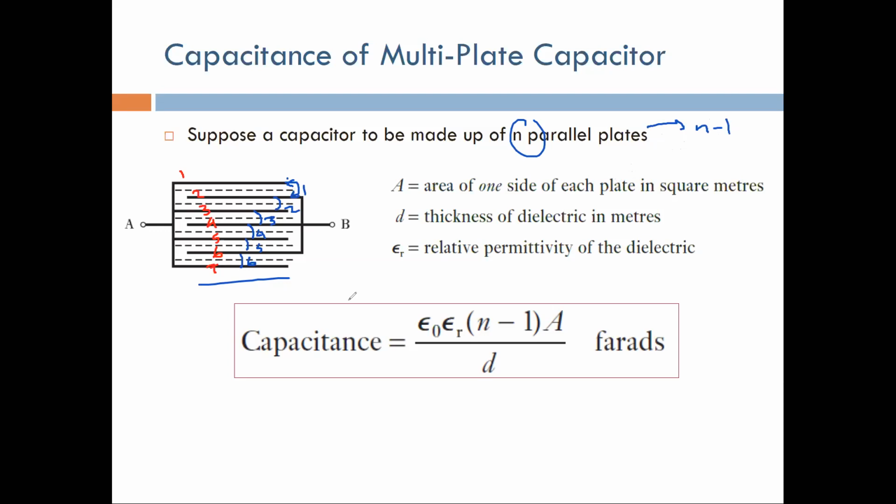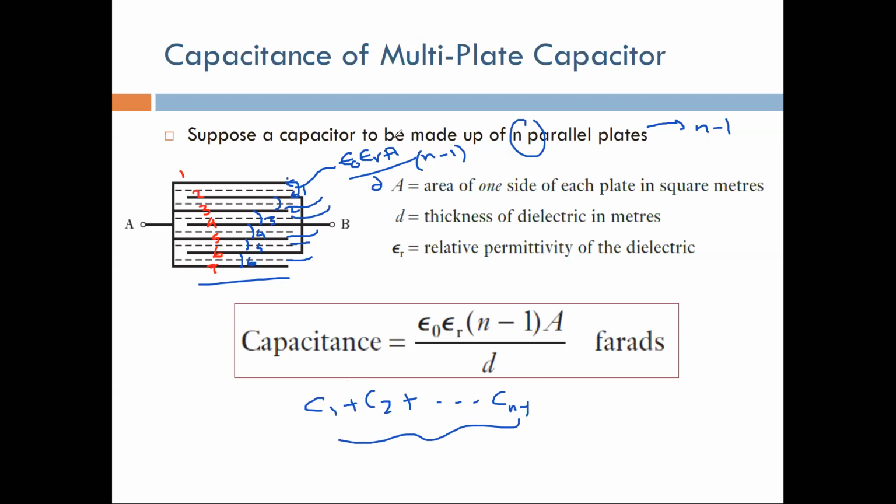So the capacitance of each one of these, for example this one, is equal to epsilon naught, epsilon r, A over D, the same equation that we saw before. This is also the same, this is also the same. The total number is n-1. So you multiply by n-1 because the capacitance is equal to C1 plus C2 and so on, and each one of them is equal to epsilon naught, epsilon r, A over D. So it's just a matter of n-1 times the same capacitance, which is epsilon naught, epsilon r, A over D. That clear? Yes. Okay.